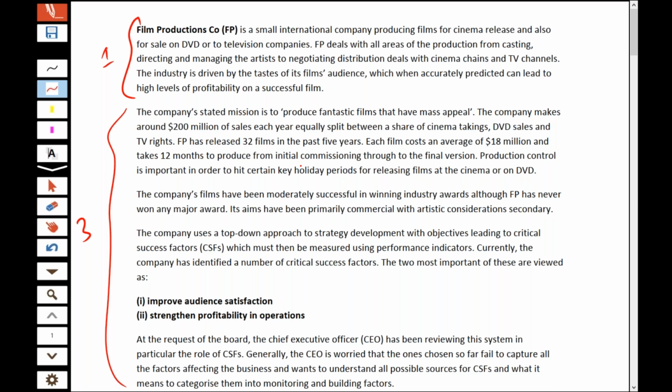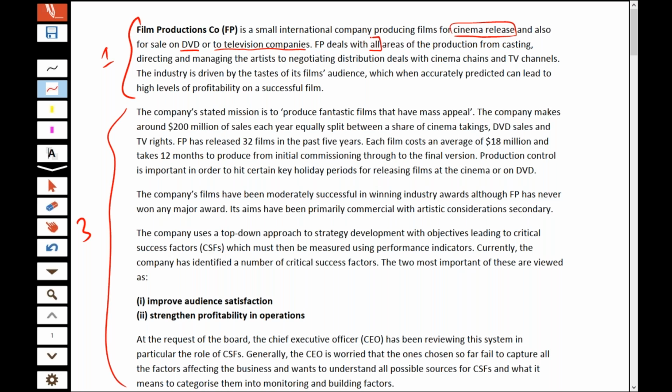It says the film production company is a small international company producing films for cinema release and also for sale on DVD or to television companies. So what they are doing is they're a small international company which is producing films for cinema release and also for sale on DVD or to television companies.